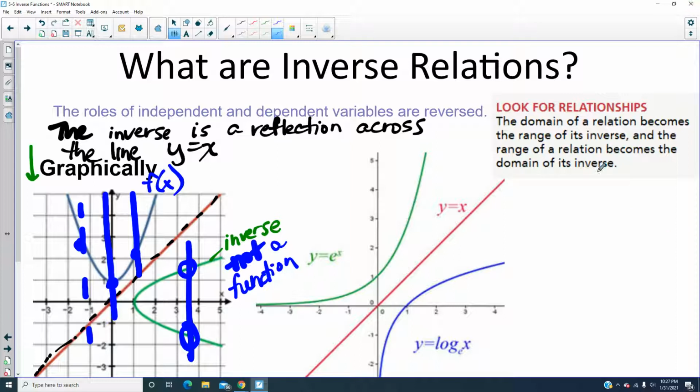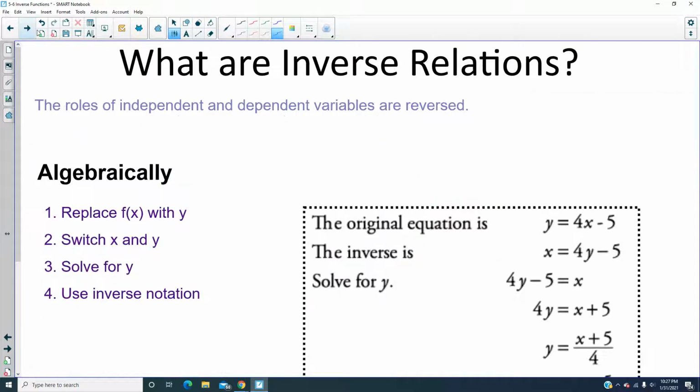And then algebraically, here's what we'll see before we do some examples. Algebraically, here's what we'll do. You'll be given an equation and asked to find the equation for the inverse. So these are the steps we're going to follow. If there's an f of x, you'll replace it with a y. So in this original equation, the y is already there. We don't have to replace anything. Done. Then you would switch the x and the y.